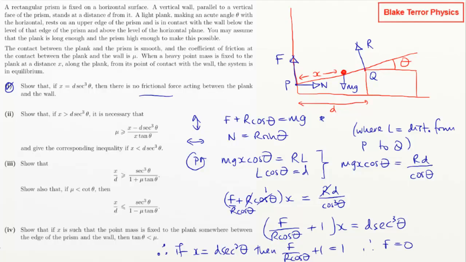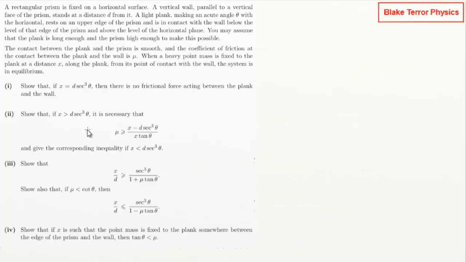Right, so that was quite a nice little start to the question. Wonder how much of this I'm going to need to reuse on the next bit. Well, I might have to jump back and forward between pages here for a bit. Right, show that if x is greater than d sec cubed theta, it's necessary that we've got this. Right, okay, so f is now not going to be 0 then.